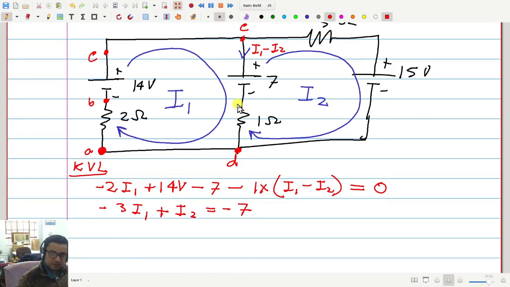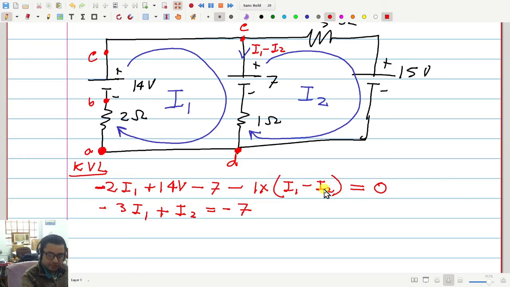Sir, it is plus 2I1 in the first equation. No. I am considering voltage drop to be negative and voltage rise to be positive. So from A to B, there is a voltage drop. If you treat drop to be positive, then all signs will change. I'm considering voltage rise to be positive and drop to be negative.